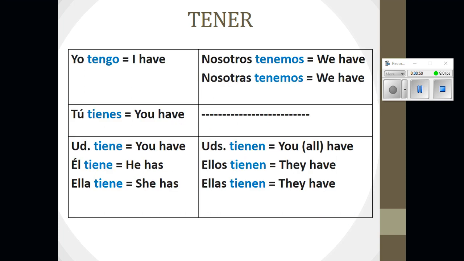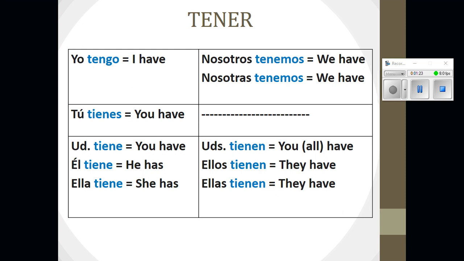Okay, so it asks us on the note guide to write the correct forms of tener next to each subject in the chart and what it means in English. So let me go through the chart with you first, and then I'll have you pause the video and fill in part B. Okay, so the first one says yo tengo. Tengo is the yo form of the verb tener. We've conjugated it, changed it to tengo, and if you say yo tengo, that means I have.